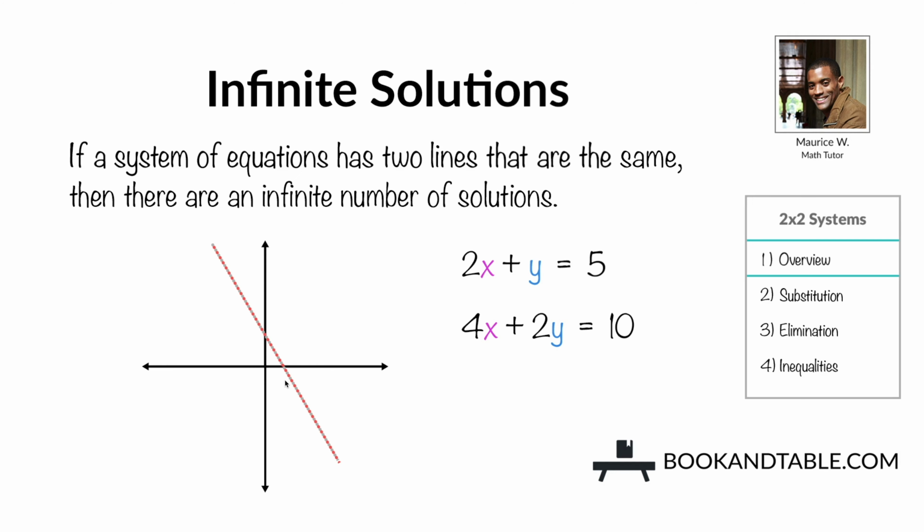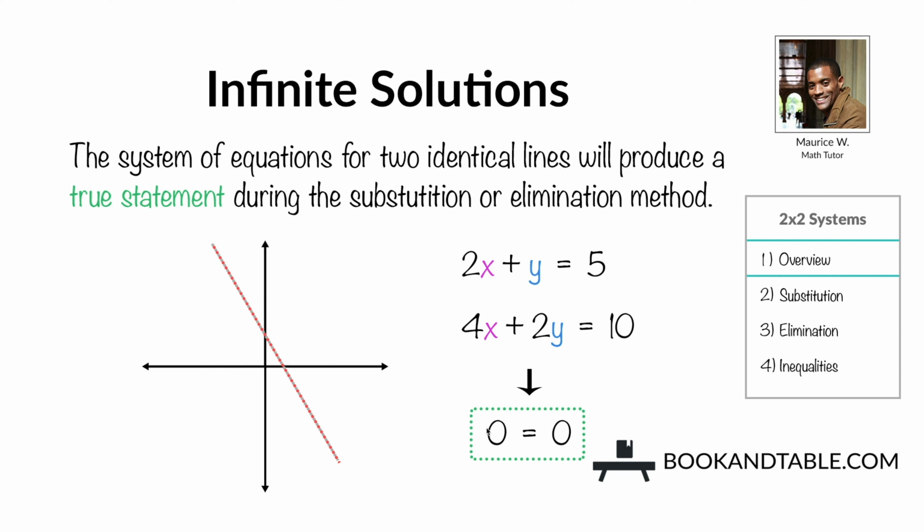Now, a different example is when there are infinite solutions. If a system of equations has two lines that are the same, then there are an infinite number of solutions. That is because at every single point, both lines exist because they are the same line. So when you have your 2x2 system, you'll know that you have infinite solutions when you wind up with a true statement, such as 0 = 0, 10 = 10, 7 = 7. So remember, the system of equations for two identical lines will produce a true statement during the substitution or elimination method.